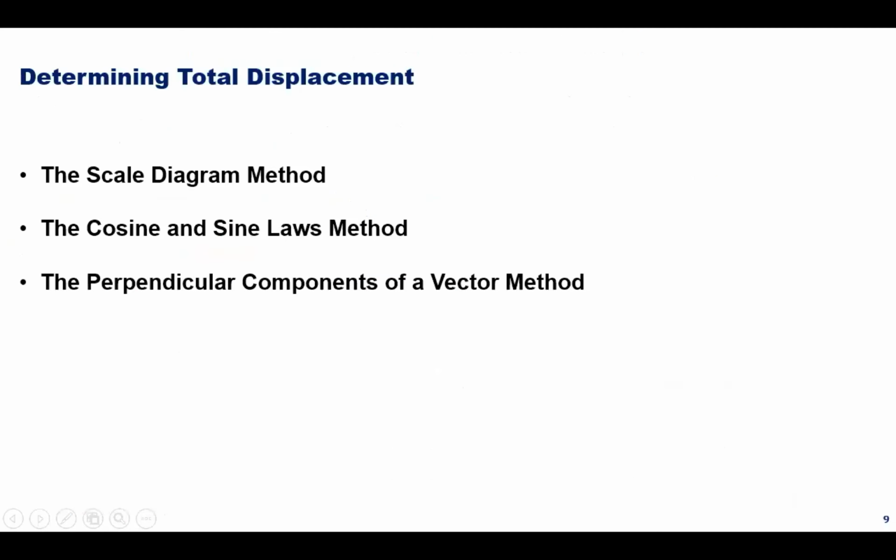Okay, so next let's have a look at how we can determine the total displacement. So often we'll want to determine the total displacement of an object that has changed direction during its motion. In such cases, we'll treat the object's linear displacement in each direction as a separate vector. Below are three different methods to determine the total displacement, delta d total. The scale diagram method, the cosine and sine laws method, and the perpendicular components of a vector method. Okay, so let's have a look at the three methods one by one.